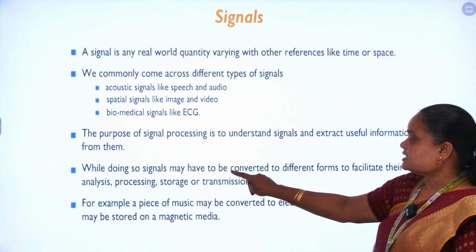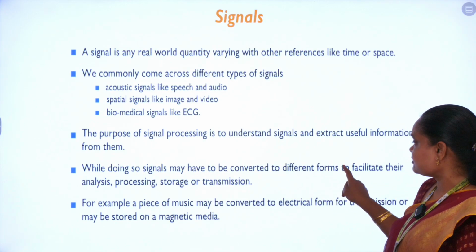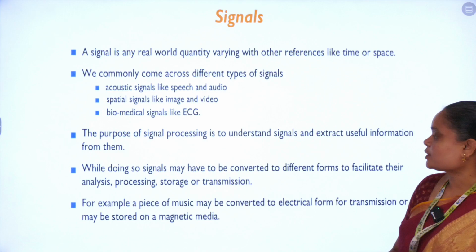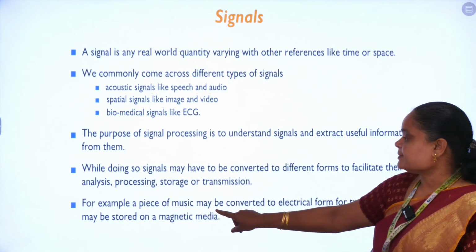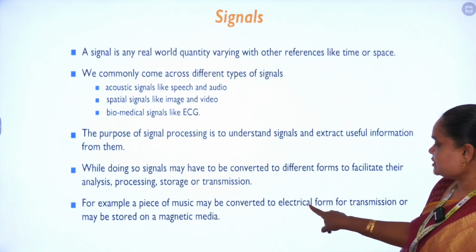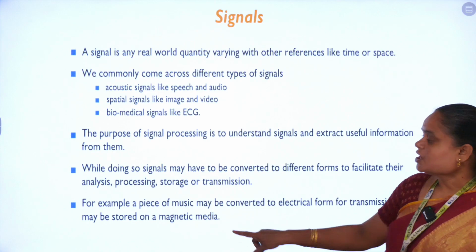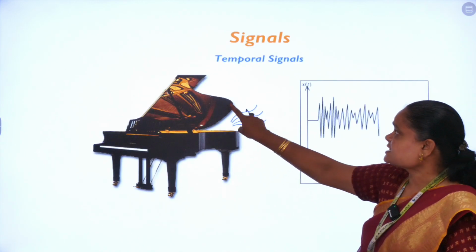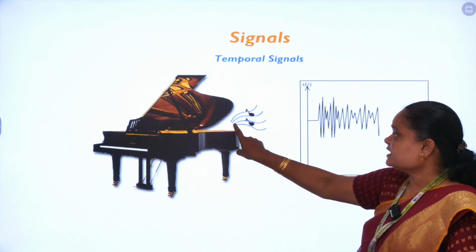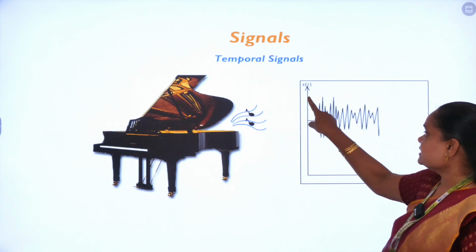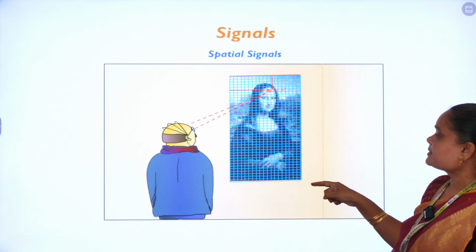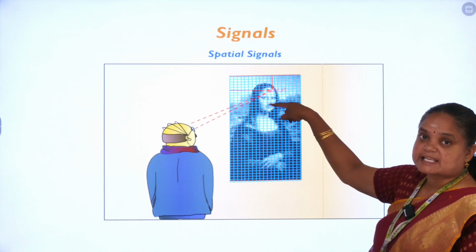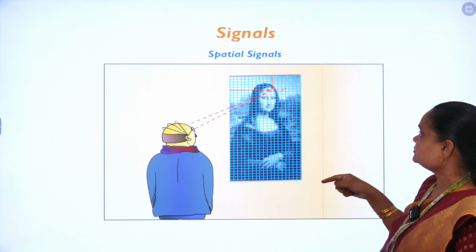While doing so, signals may have to be converted to different forms to facilitate their analysis, processing, storage or transmission. For example, a piece of music may be converted to electrical form for transmission or may be stored on a magnetic media. So this is a temporal signal example. We get a signal like this and then it is converted to an electrical form. And then these are spatial signals. With the help of sampling and quantization, we can get it.